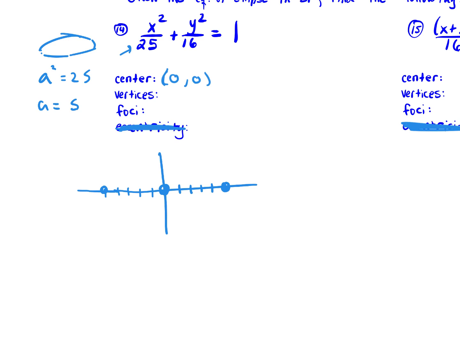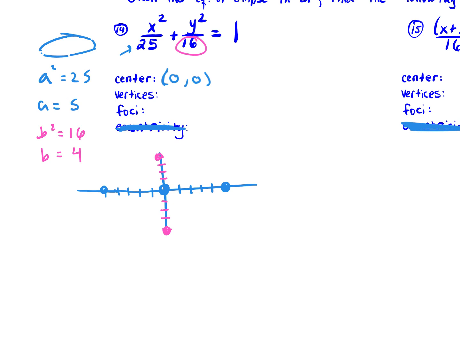And then B is the other number. B is the distance from our center to our vertex on the minor axis. So if B squared is 16, what is B? 4. So we're going to go 4 up and 4 down. Once you put your points there, you just look at the points and those are your vertices.